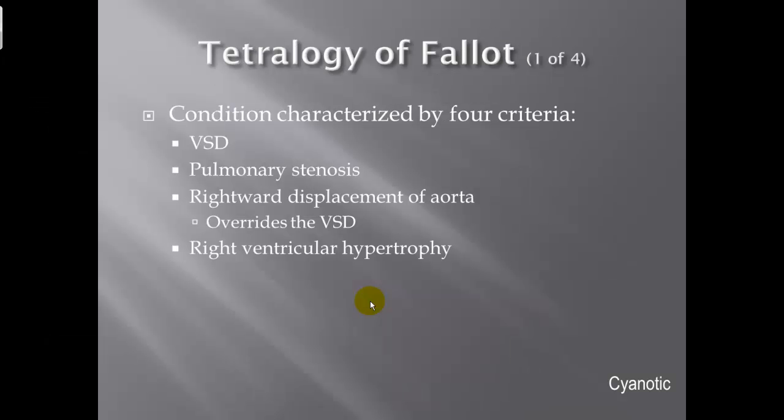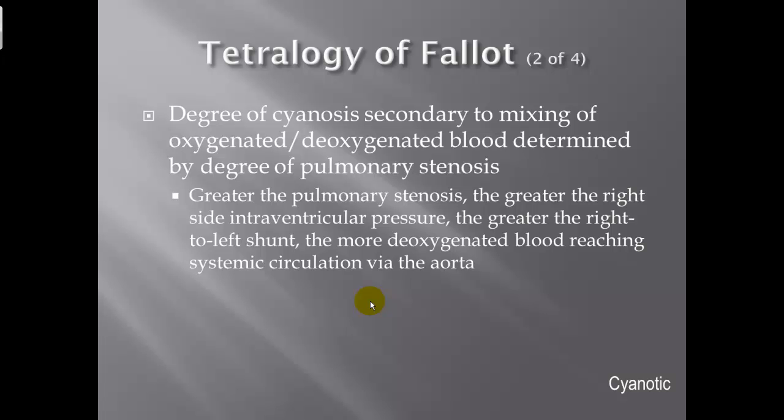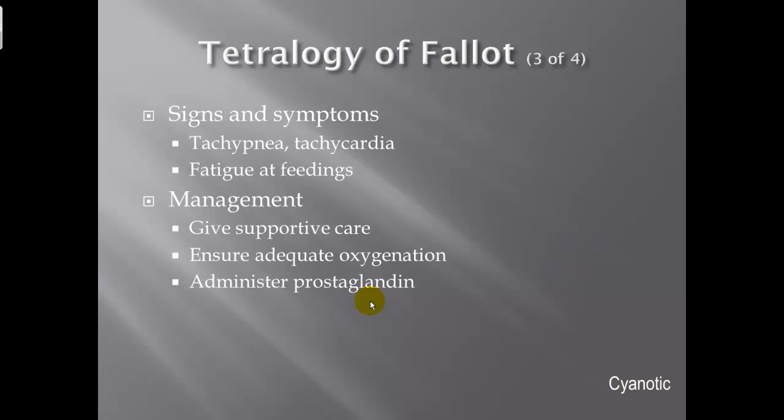Tetralogy of Fallot. Condition characterized by 4 criteria: ventricular septal defect, pulmonary stenosis, rightward displacement of the aorta, and this overrides the ventricular septal defect, and right ventricular hypertrophy. Degree of cyanosis, secondary to mixing of the oxygenated and deoxygenated blood, determined by the degree of pulmonary stenosis. Greater the pulmonary stenosis, the greater the right side's intraventricular pressure, the greater the right to left shunt, the more deoxygenated blood reaching the systemic circulation via the aorta. And it's got a nice picture, and we'll talk through it here in just a second.